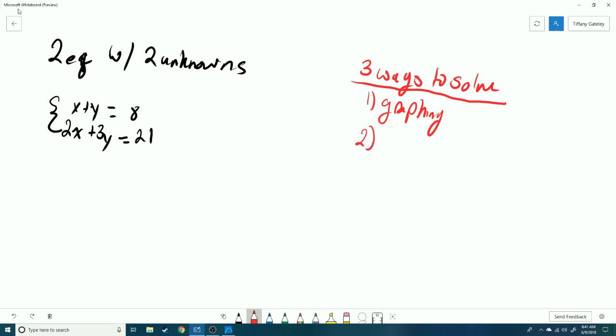Second way is by substitution, which we will go over in this video. And the third way is elimination, which we will also go over in this video. So let's start by using substitution on this equation to solve for our x's and our y.